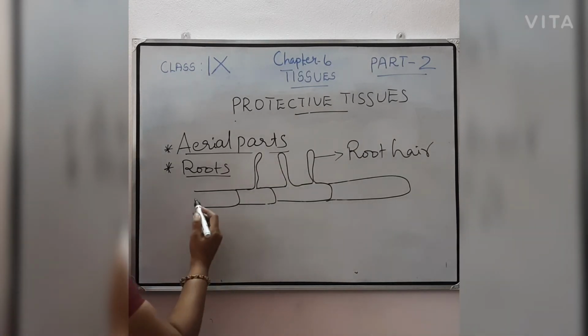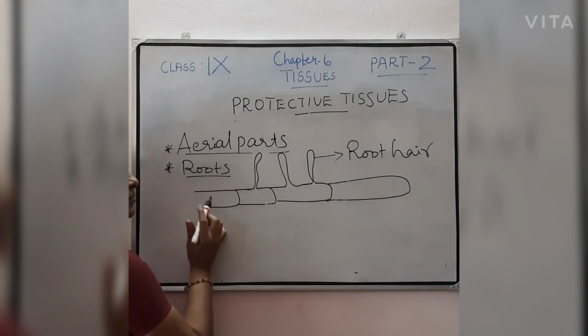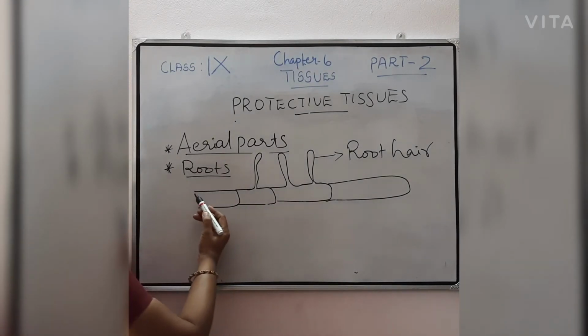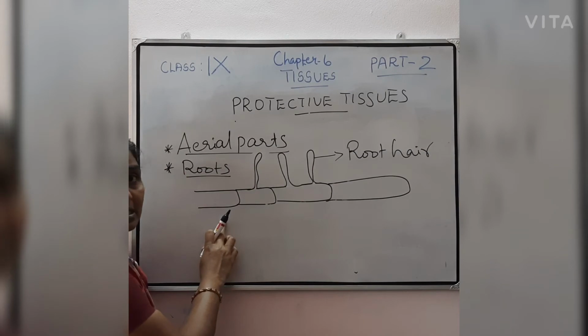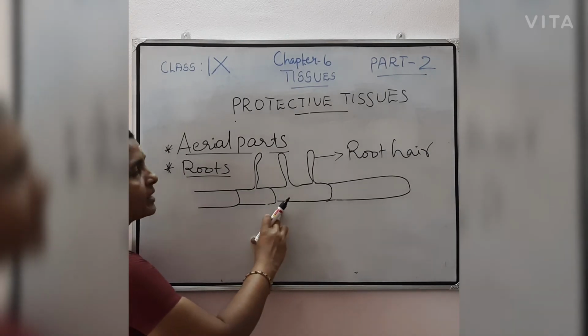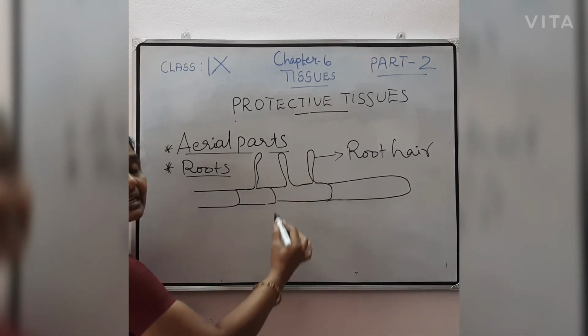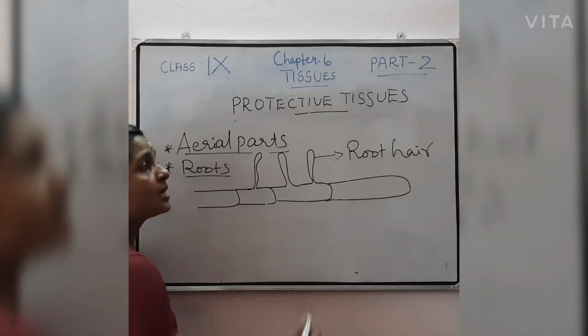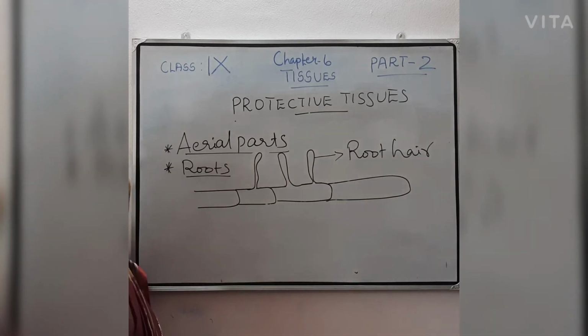So for that, where are the epidermal cells used? The roots. The surface of the roots also possesses epidermal cells. Some of those epidermal cells possess certain hair-like structures. They are called root hairs, for increasing the surface area for absorption of water and minerals.